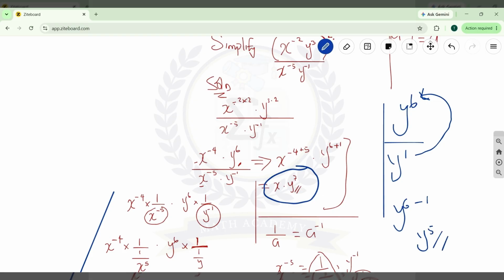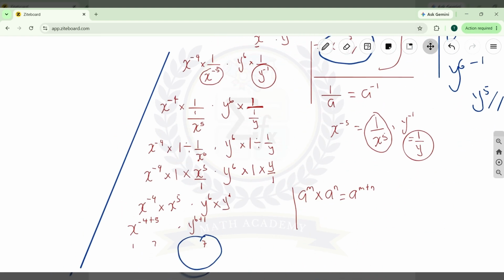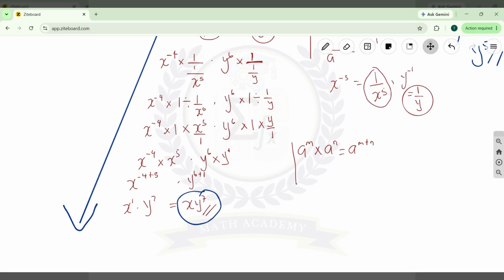So that's just a trick. Whatever is below, take it up and reverse the sign that is there. So that's just a shortcut. So instead of going all this way, we went to get to this point. Just follow that trick and you will get the final answer.